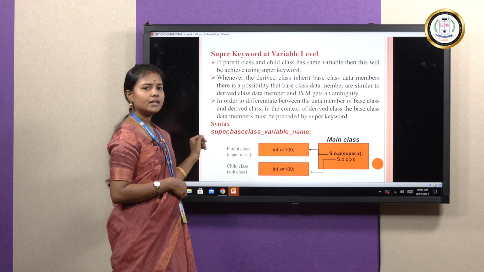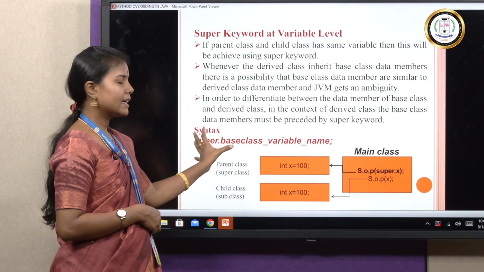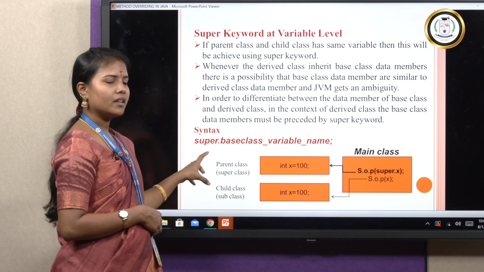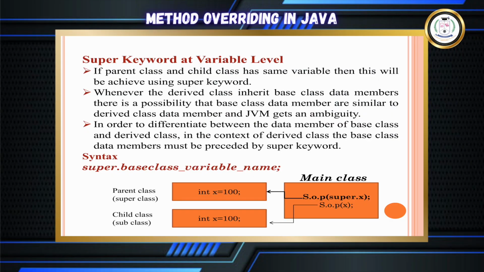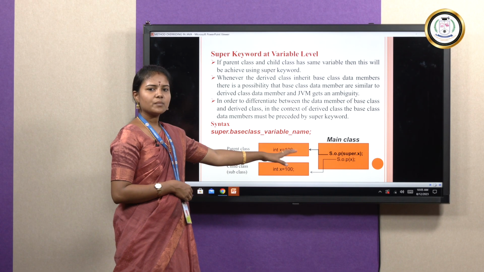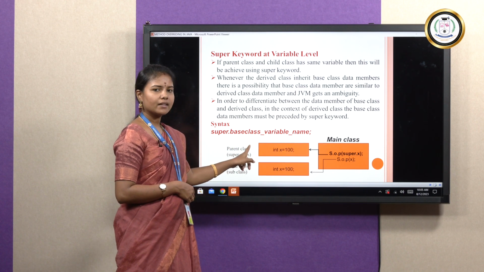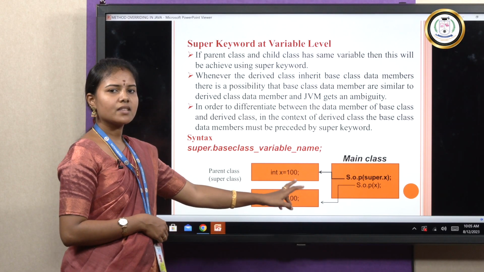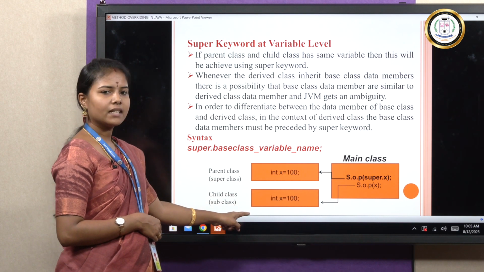So let's see the syntax: super.base class variable name. This is the declaration part, and then here there are two classes, parent class and subclass, with two integer variables, x is equal to 100, x is equal to 100. So System.out.println(super.x), it is automatically going to the parent class variable, and System.out.println(x), it always refers to the child class variable.